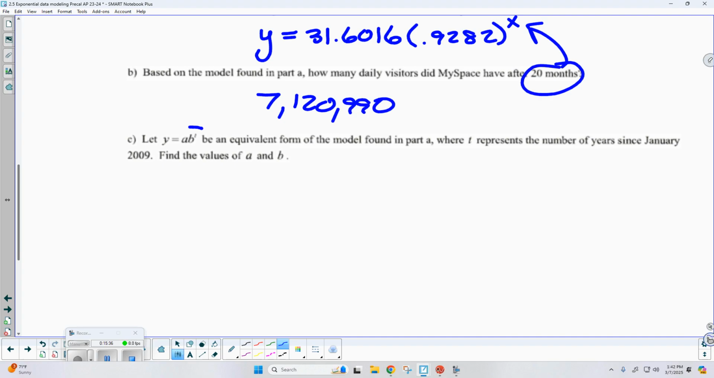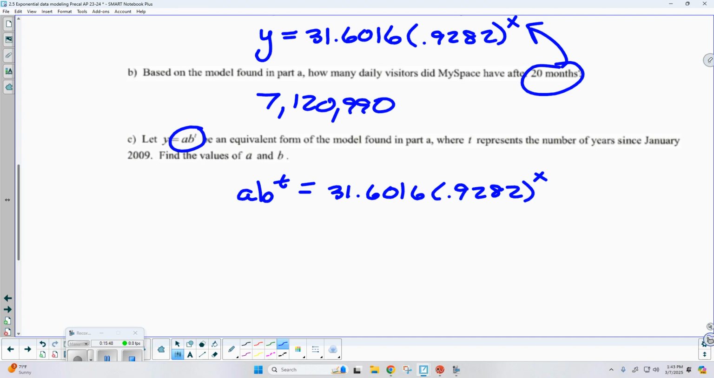So I want to take this form here, a times b to the t, and set it equal to the model I have, 31.6016 times 0.9282 to the power of x. Now, we're looking for A and B. One of these is going to be really quick. Which one do we already have, A or B? Not quite. We have A. Okay, we have the leading scale factor.